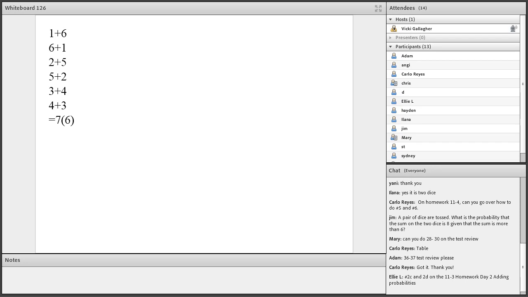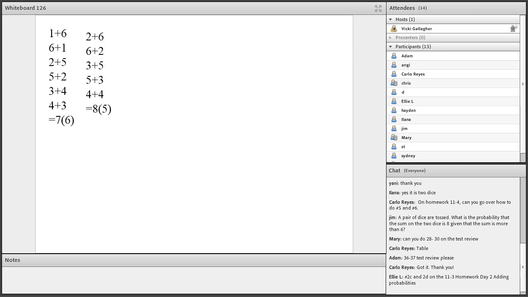Next, it says a sum of more than 6, so we need all the numbers bigger than 6. So after 7, next we'll need to do 8, which is 2 plus 6 and 6 plus 2. It is 3 plus 5 and 5 plus 3, and it is 4 plus 4, giving us a total of 1, 2, 3, 4, 5 different ways to add up to 8.